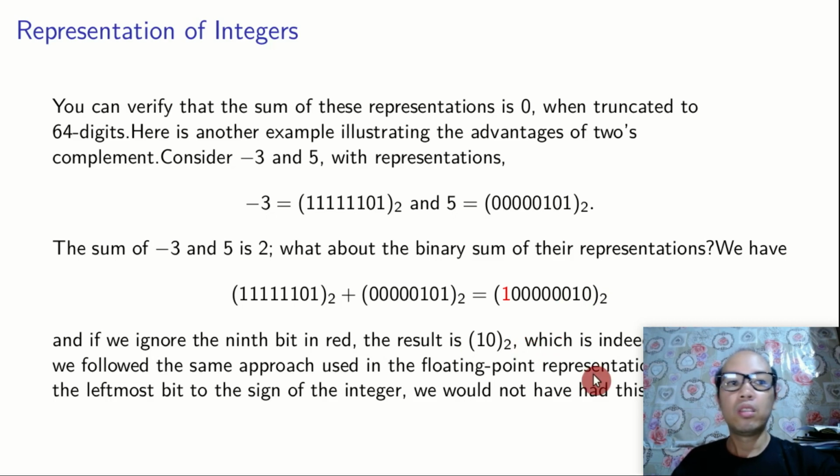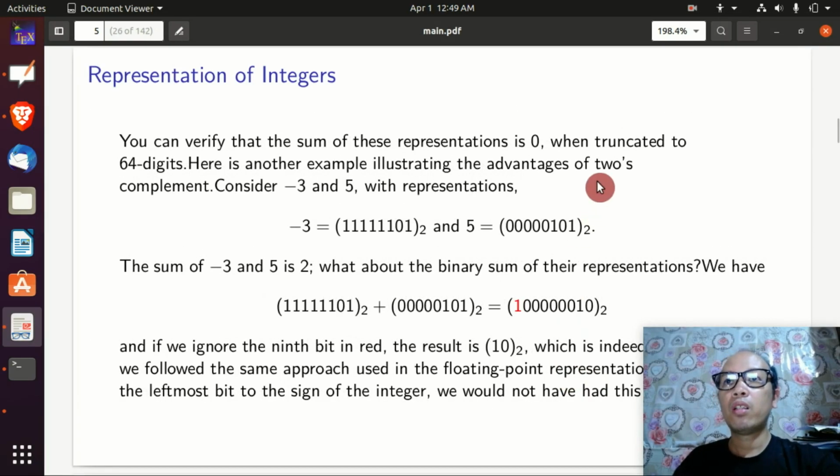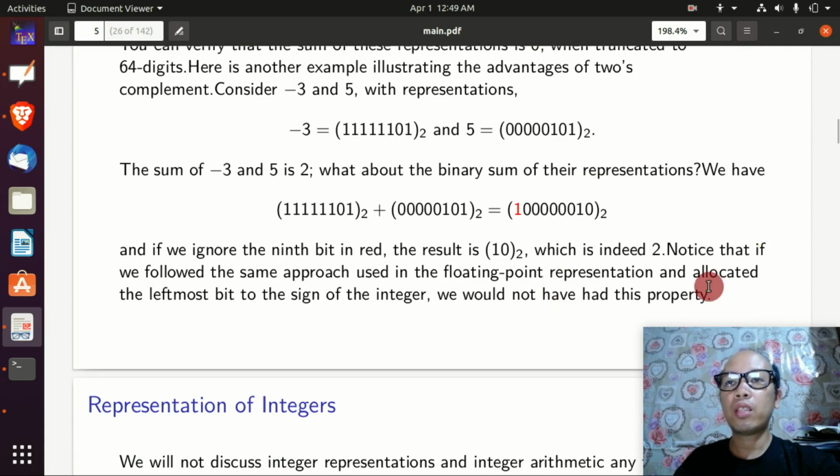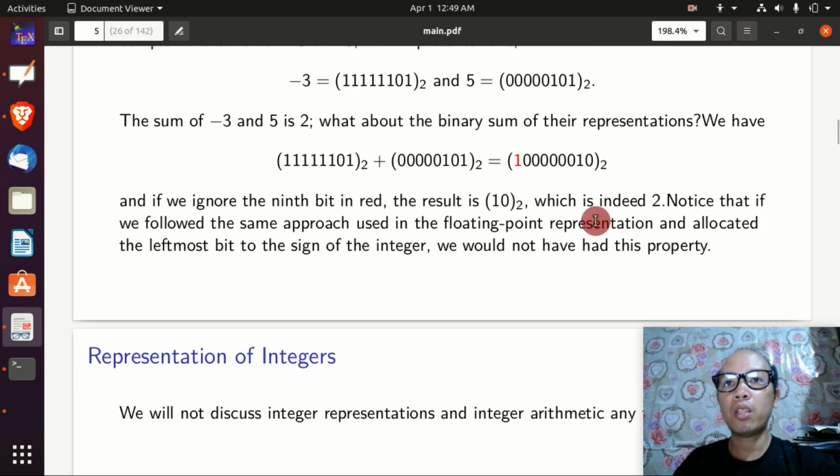Also, as I've said, if you notice, we follow the same approach used in the floating point representation. Allocate the leftmost bit to the sign of the integer, then we would not have this property. Try to analyze this statement, this sentence here. Why is it that there's a problem when you are trying to use our previous method?